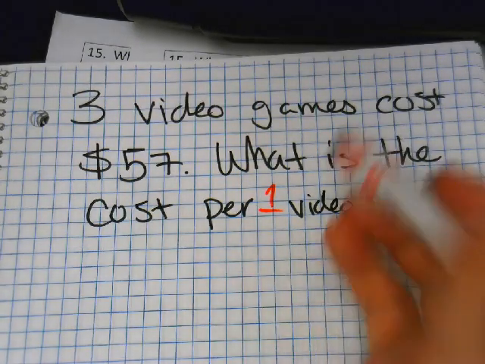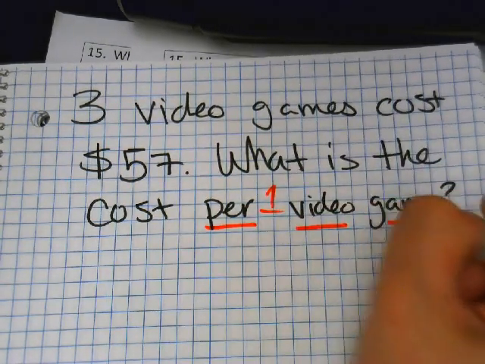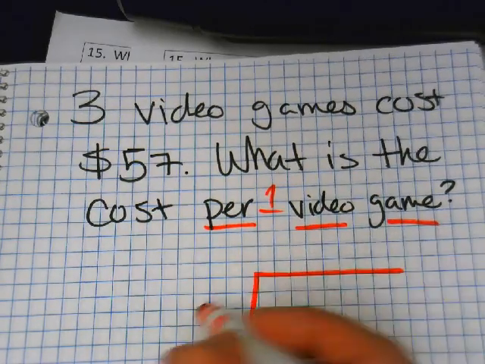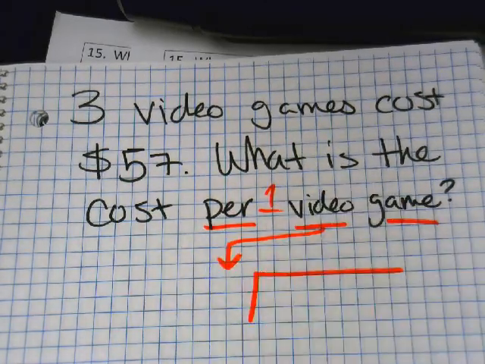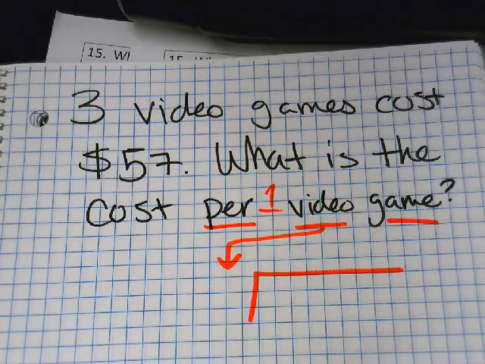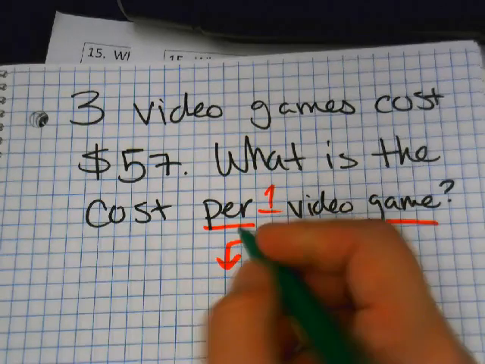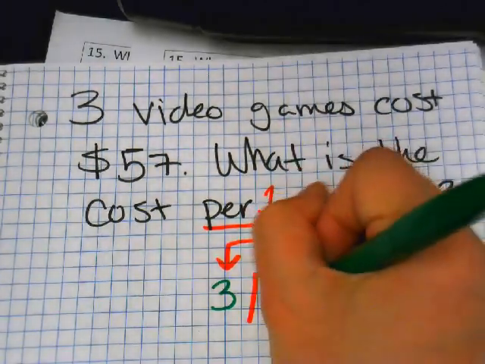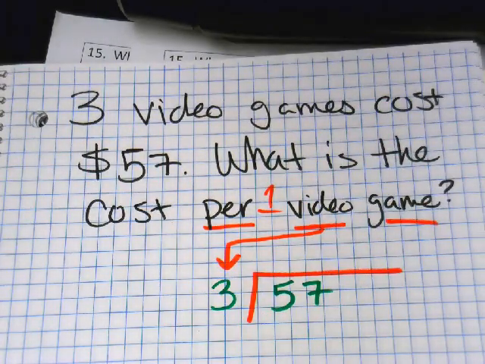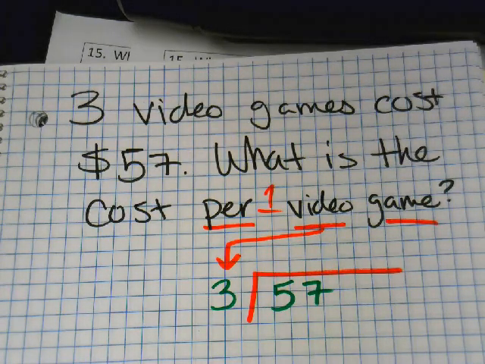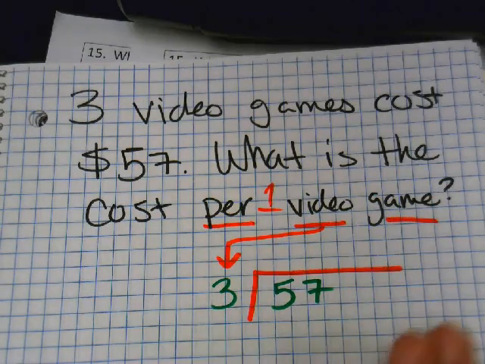So because it says per video game, that means that the number outside has to represent video game. So which numbers represent video games? The 3 or the 57? The 3. That means that because it says per video game, the 3 will go outside, and the 57 will go inside. And we'll practice some long division, because they're not that hard when it comes to the classwork.